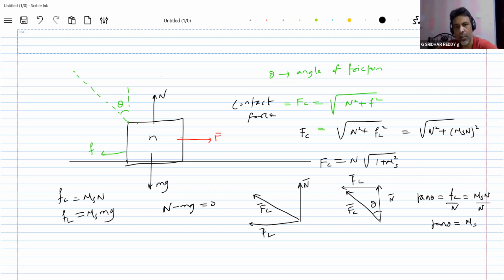When the friction acting is static, you should not define the angle of friction. When to define the angle of friction? When the friction acting is limiting, then the angle made by the contact force with the normal we define as the angle of friction. Got the idea? This is the one condition we'll put in.